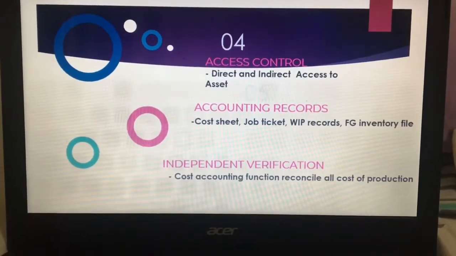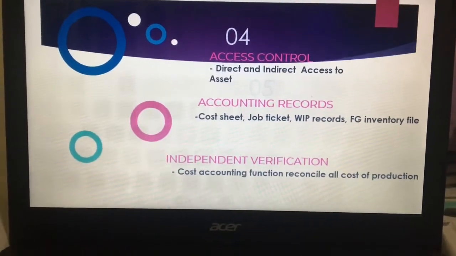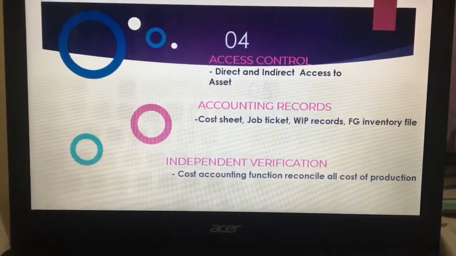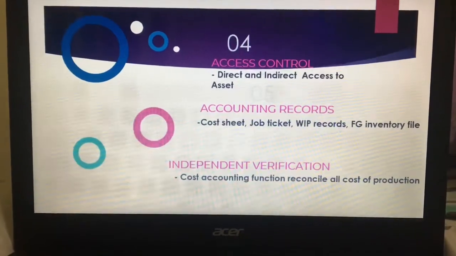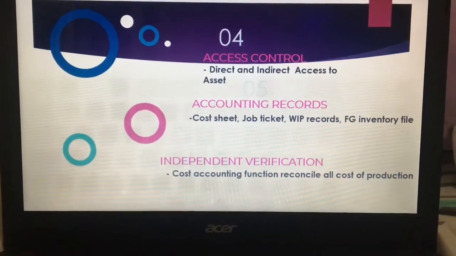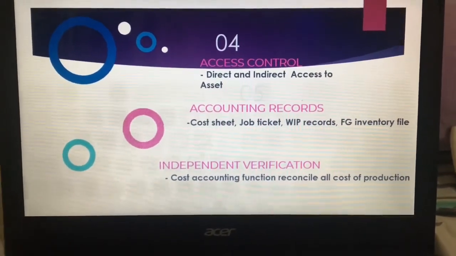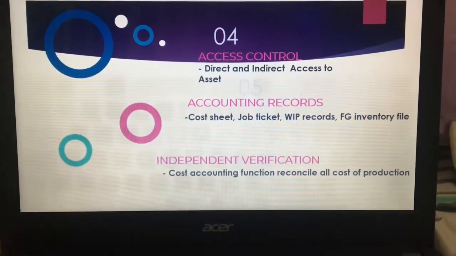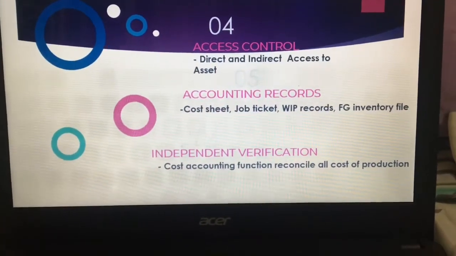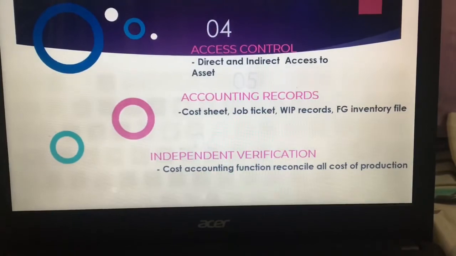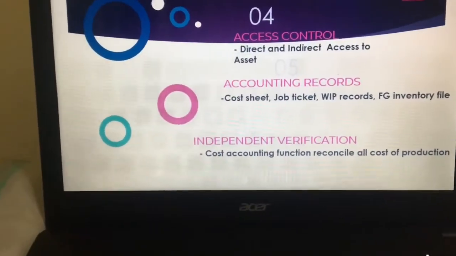The last one is independent verification. Independent verification identifies departmental deviations from prescribed standards, which are reported as variances. Calculated variances are an important source of data that management reports to the system.